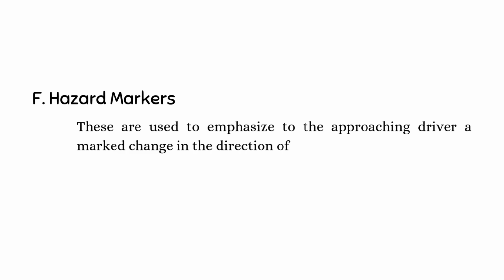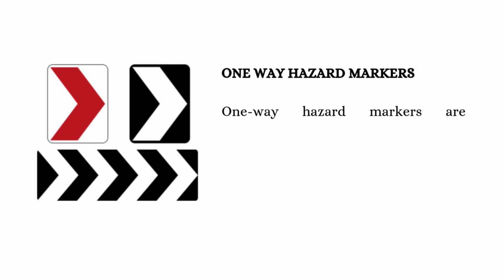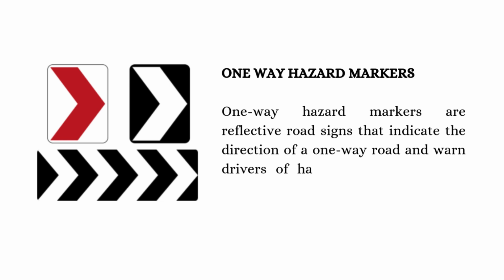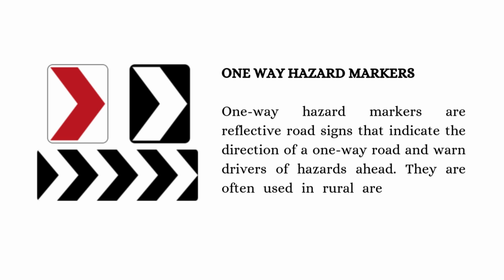Hazard markers. These are used to emphasize to the approaching driver a marked change in the direction of travel and the presence of an obstruction. One-way hazard markers. One-way hazard markers are reflective road signs that indicate the direction of a one-way road and warn drivers of hazards ahead. They are often used in rural areas with 2 lanes.